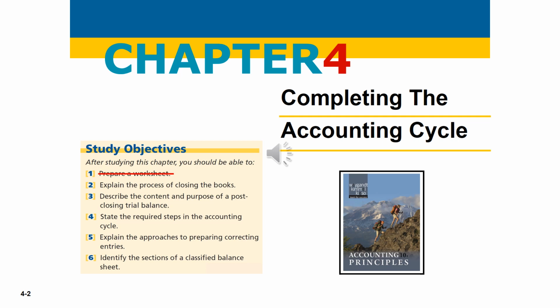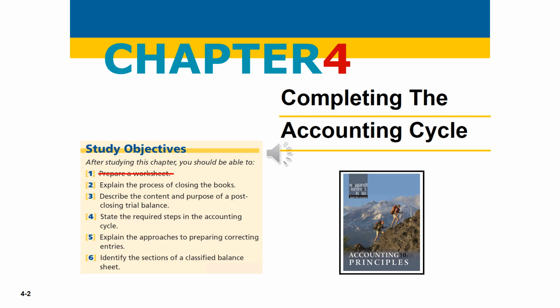Today we are discussing Chapter 4, which is mainly focused on completing the accounting cycle. The learning objectives for this chapter, as we always start with those, is to prepare a worksheet. As you may see, I put a red line across this one because we're not covering how to prepare a worksheet. The second learning outcome is to explain the process of closing the books, and then I'm going to try to describe the content and purpose of a post-closing trial balance.